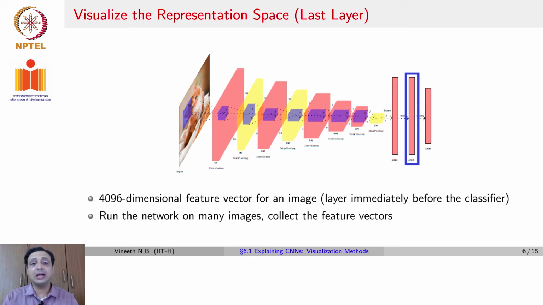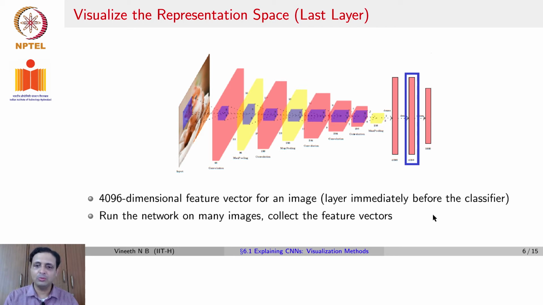Another option other than visualizing the filters in different layers, when we talk about visualizing the filters, remember it's 11 cross 11 or a 7 cross 7 or whatever be the size of the filter, you simply have to plot it as an image. Another thing that you can do is to visualize the representation space learnt by the CNN. What do we mean? If you took the AlexNet, remember that the output of FC7, the fully connected layer in the seventh position of the depth of the network, is a 4096 dimensional vector. That's the layer immediately before the classifier.